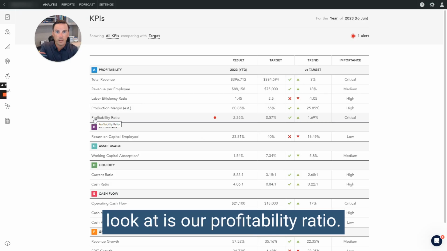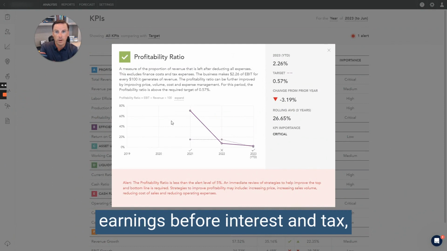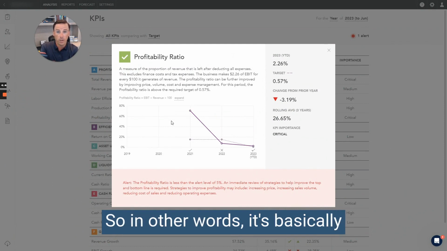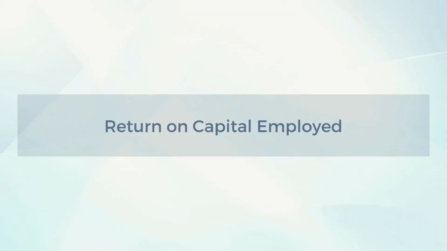The next KPI we're going to look at is our profitability ratio. Our profitability ratio is our earnings before interest and tax, so our EBIT, divided into our revenue. So in other words, it's basically for every dollar of revenue that you're generating, how much of it are you keeping in order to pay yourself or to reinvest back in the business?